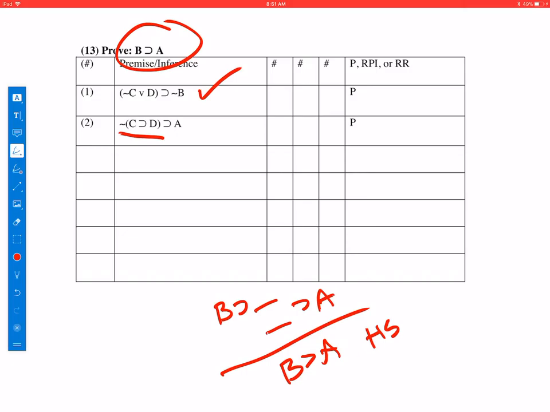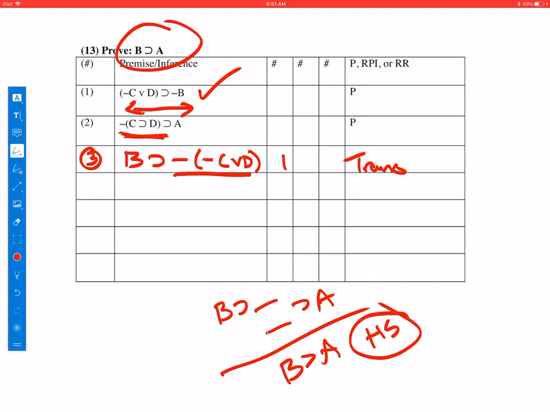But look at line 1. There is a not B in the consequent, and we do have a rule that lets us rotate antecedent and consequent. It's called transposition, and when we do, the signs change. So it would become B, then not C or D from one transposition. Okay. Now we have a B then blah and a blah then A, so we're almost ready for hypothetical syllogism, but remember those blanks, those blahs need to match, and they're not the same.